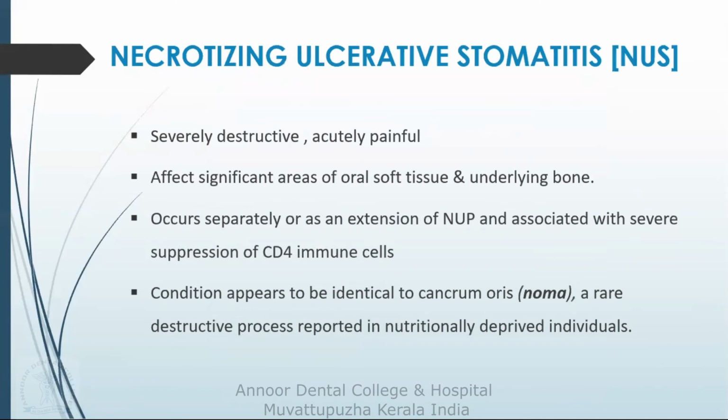Now, when this is progressing, it leads to necrotizing ulcerative stomatitis. Severely destructive, acutely painful, and it will affect significant areas of the oral soft tissue and underlying bone. It can occur separately as an entity, or it is also an extension of necrotizing ulcerative periodontitis, and it is associated with severe suppression of CD4 immune cells.